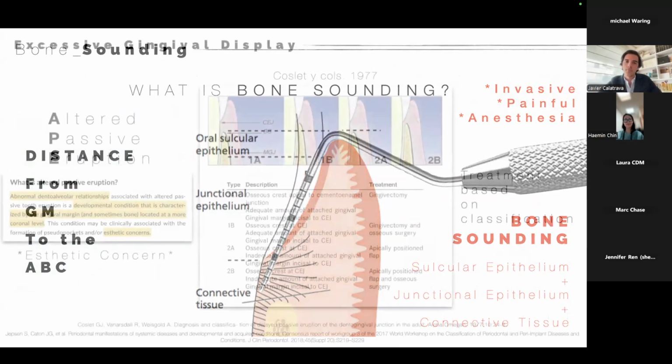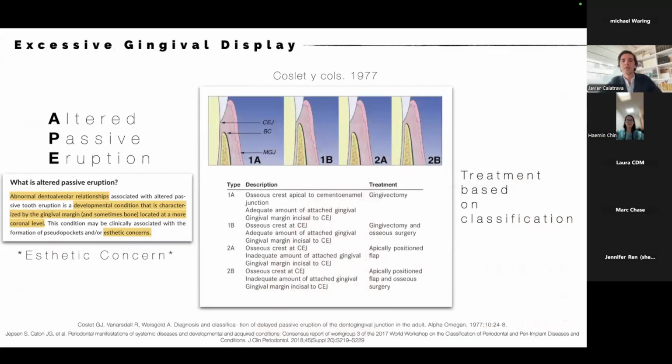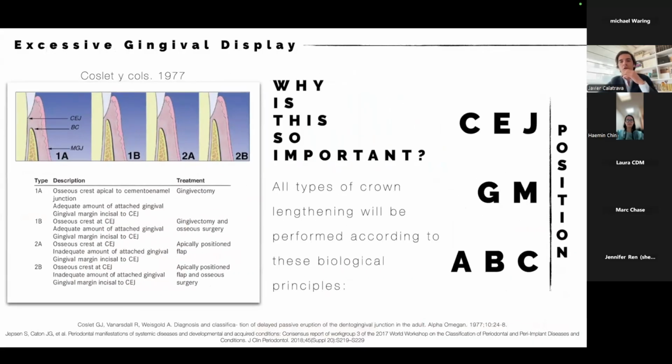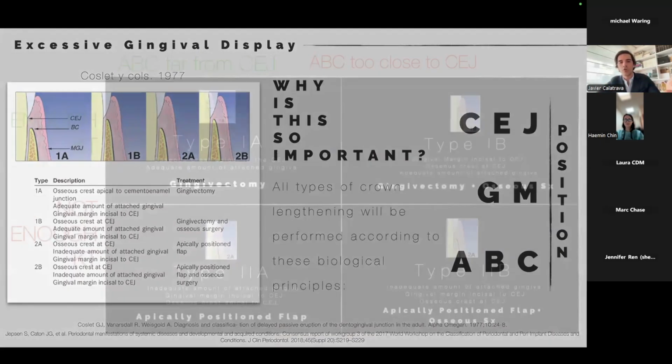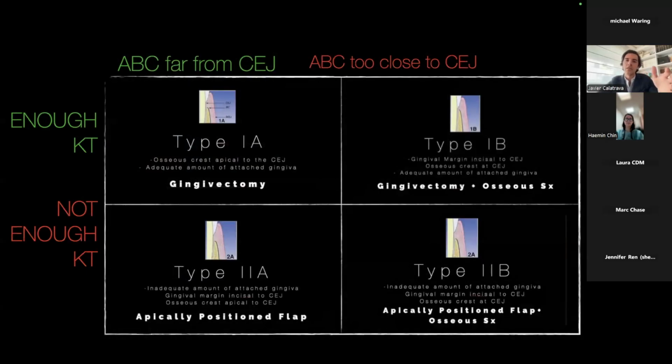So we have clear that the treatment of these conditions is based directly on the relationship between the CEJ, the gingival margin, and the alveolar bone crest. But the traditional tools that we have to detect the relationship between these positions are not so great. And basically, you can summarize it in this table. Just think, if you have enough keratinized tissue, you will perform a gingivectomy. If you don't have enough keratinized tissue, you will perform an apically positioned flap. And that's for the soft tissue component.